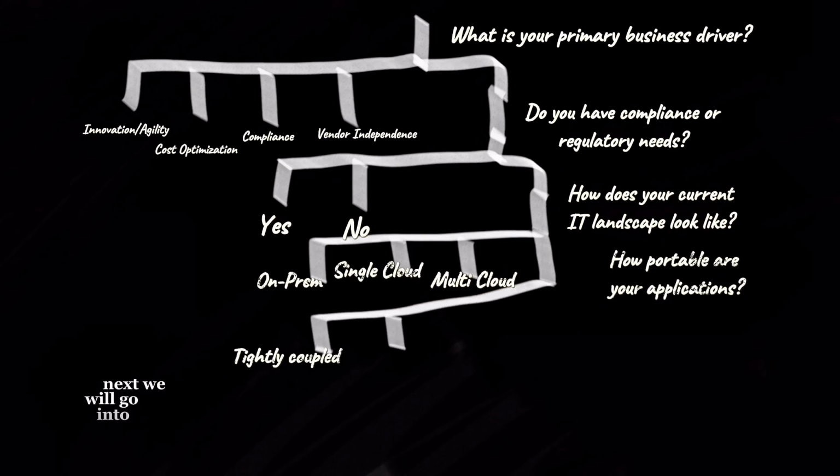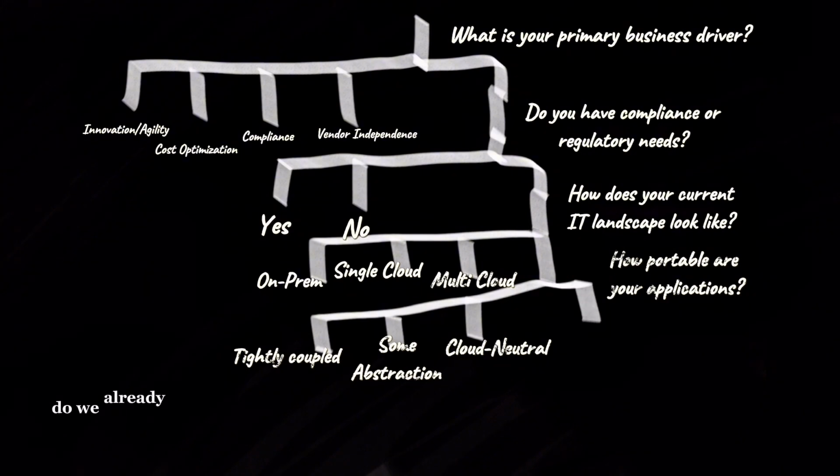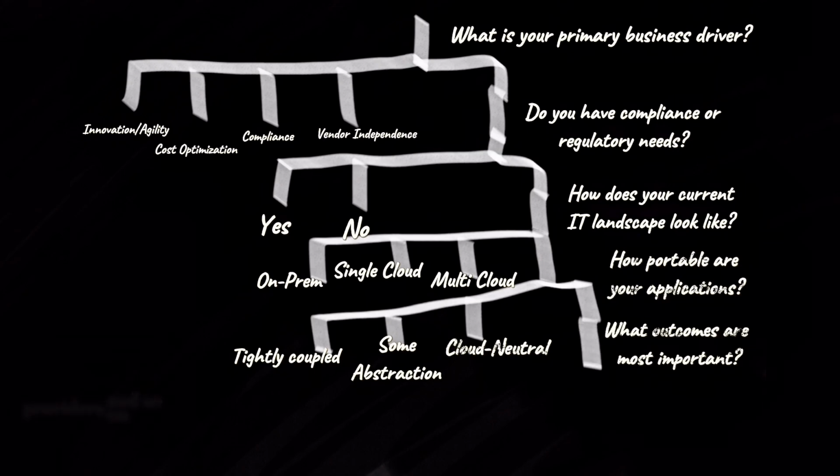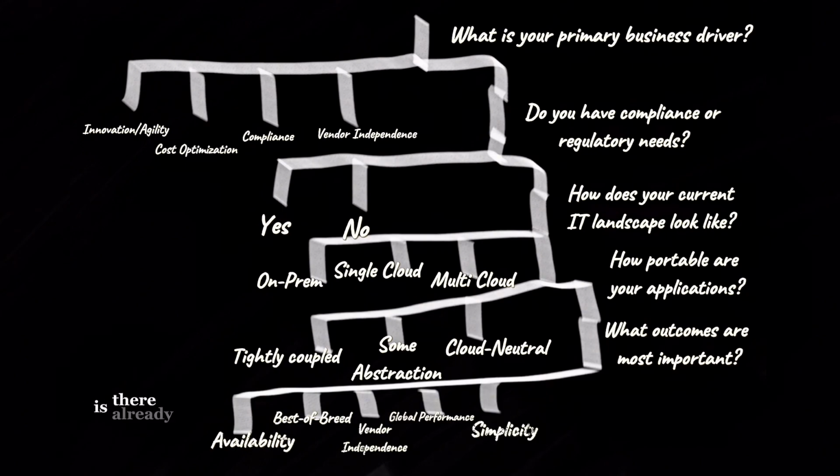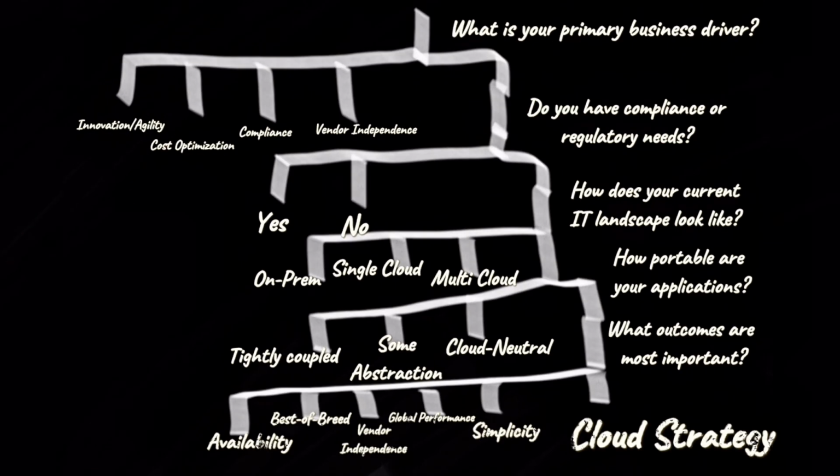Next we will go into your current IT landscape. Do we already have an on-prem landscape? Do we have already a single cloud environment? Do we have multiple cloud providers, and so on? Then next we go into how portable are your applications. Are they tightly coupled? Is there already some kind of abstraction with containerization? Is there some cloud neutral architecture set up?